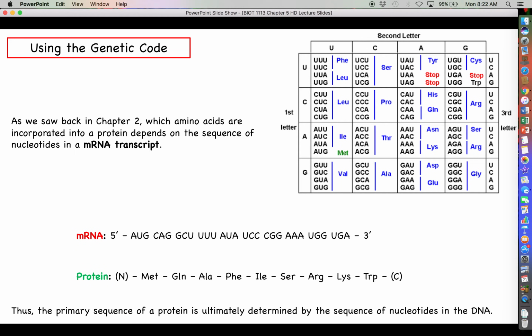So the big takeaway here, if you take away nothing else, is that the sequence of amino acids in a protein, meaning the primary sequence of the protein, is determined 100% by the sequence of nucleotides in the DNA. So this is why we say the gene in the DNA and in the messenger RNA provides the instructions on how to make the protein. So basically you can think of the DNA as a set of blueprints that tells you exactly how to build your protein, which amino acids to use, and which order to put them in.